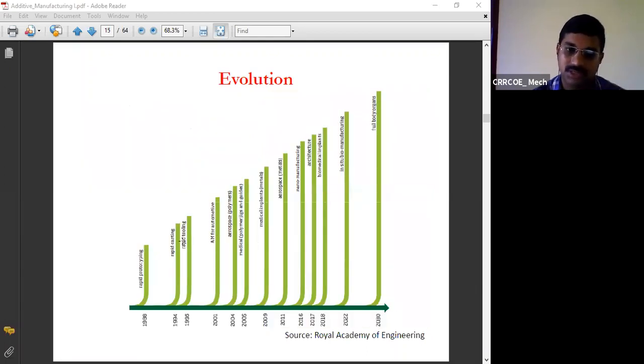In the graphical representation also they have given the evolution: rapid prototyping, rapid casting, rapid tooling. For rapid tooling we have a separate chapter, we will discuss it in that chapter. For automotive, aerospace, similar terms as in the previous slide which we discussed, but here the graphical representation is given up to 2030. They are predicting full body organs at 2030.